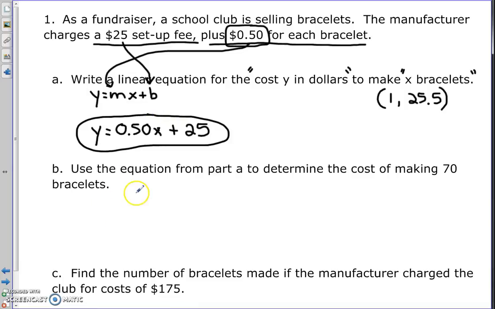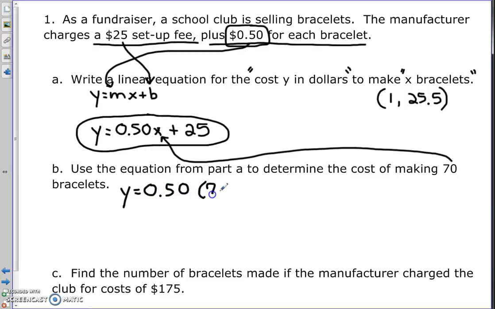Okay, moving on. Use this equation from part A to determine the cost of making 70 bracelets. So we already determined the cost of one bracelet by plugging in 1 for x. Okay, so we're going to plug in 70 for x, only x. If you plug it in, y represents dollars, x represents bracelets. Okay, we substitute using parentheses.